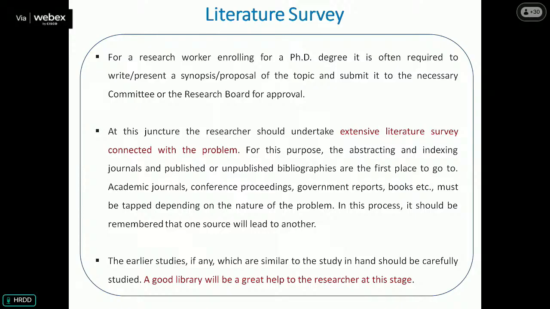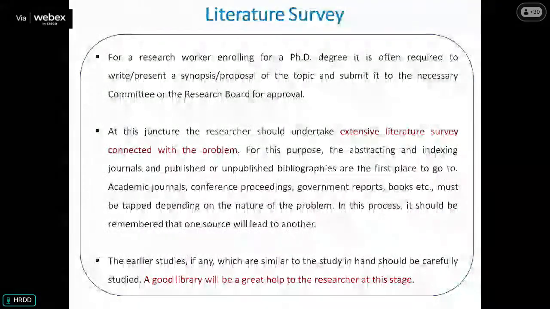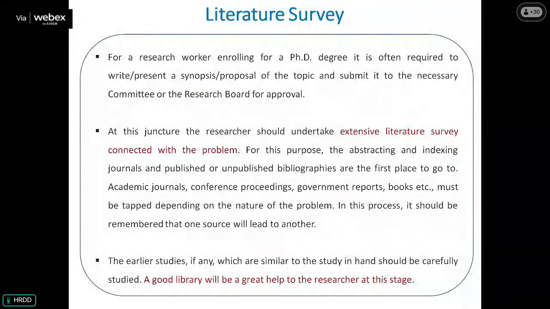For a research worker enrolled for a PhD degree, it is often required to write and present a synopsis, a proposal of the topic, and submit it to the necessary committee or research board for approval. So this is the first step. What we have to do, at least I think you have to do. What the employees who have already done.